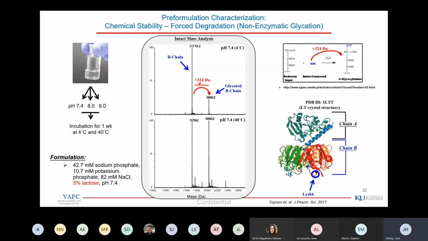So this is an addition of 324 Daltons on the B chain. Over time, you can see that the relative abundance of the non-glycated versus glycated species changed, namely more glycosylated species was observed over time. And then finally, through peptide mapping, we're able to identify the site of glycation, which was this lysine at residue 84 in the B chain.